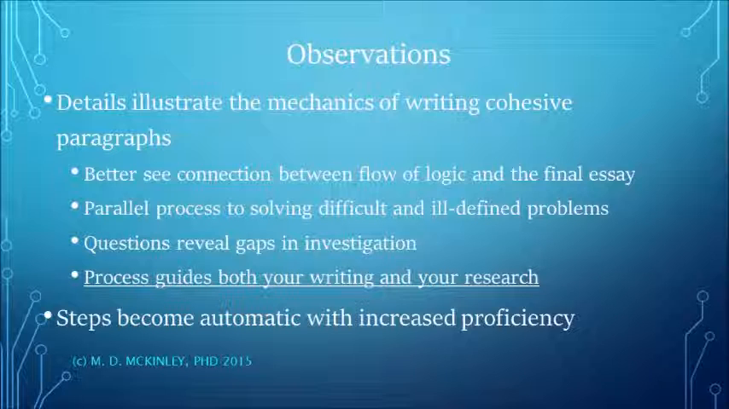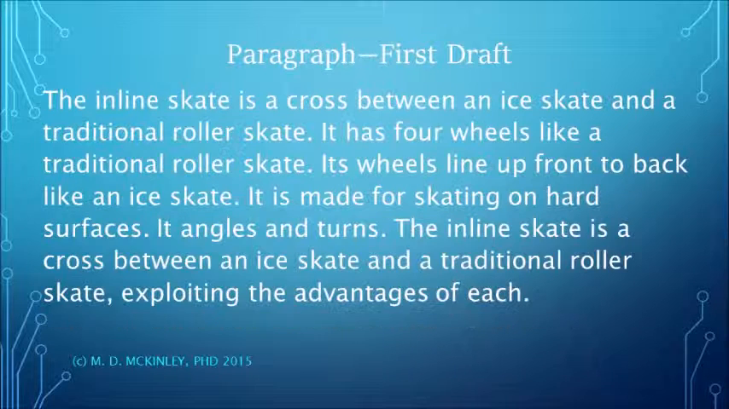Now that we have a logical progression of thought arranged in a clear outline, let us put the outline into a paragraph and see what it looks like. The inline skate is a cross between an ice skate and a traditional roller skate. It has 4 wheels like a traditional roller skate. Its wheels line up from front to back like an ice skate. It is made for skating on hard surfaces. It angles and turns. The inline skate is a cross between an ice skate and a traditional roller skate, exploiting the advantages of each.